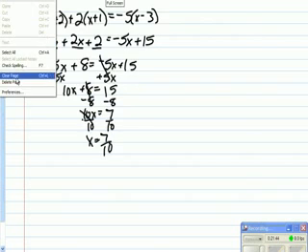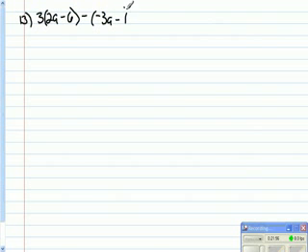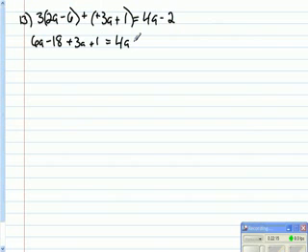Okay, that was number 15. Sorry, I did them out of order. So I'll go back and do number 13 since I skipped it. 3 times 2a minus 6 minus negative 3a minus 1 equals 4a minus 2. Distribute. 3 times 2a is 6a. 3 times negative 6 is negative 18. Distribute this negative, so plus, positive, positive, plus 3a plus 1. And bring down my 4a minus 2.